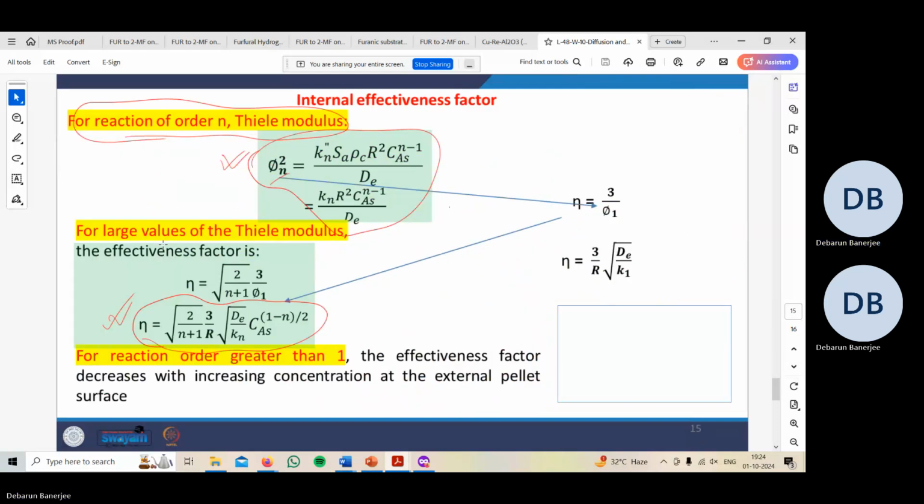For an nth order reaction, the Thiele modulus comes as phi n square equals Kn R square CAS to the power n minus 1 by De. For large values of the Thiele modulus, eta will be square root of 2 by n plus 1 into 3 by R square root of De by Kn CAS to the power 1 minus n by 2.